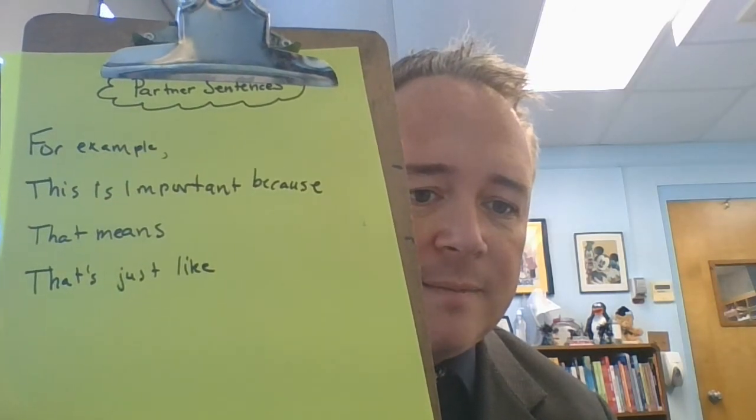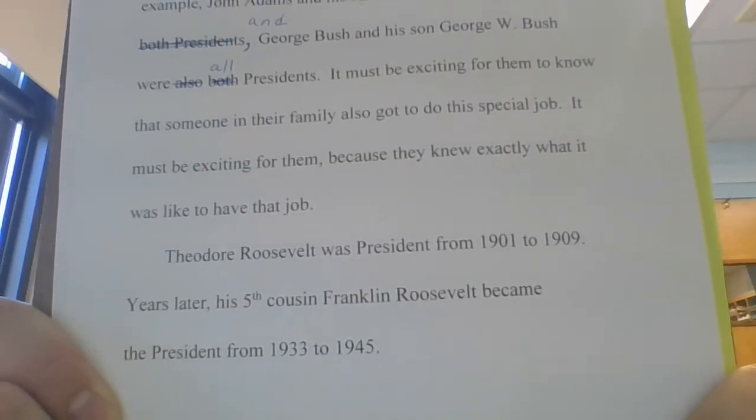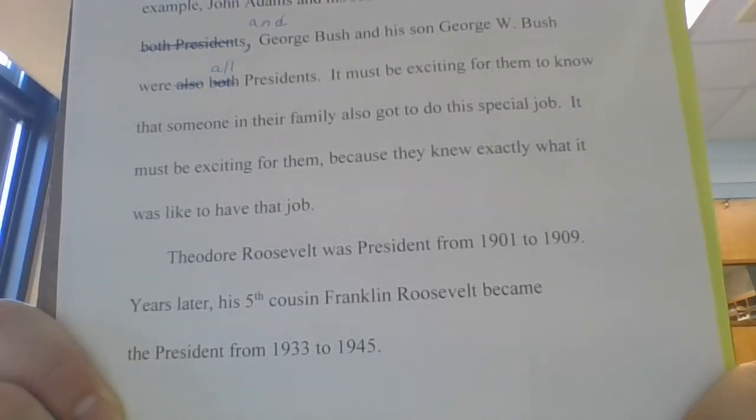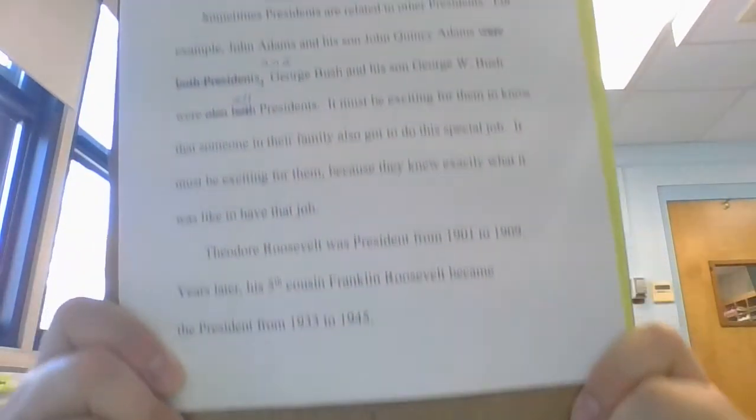That's just like... that's not like anything because there's no other cousins that were presidents. So I'm gonna say that means, let's see, I'm not gonna write it yet. I'm gonna rehearse it. I'm gonna say it out loud and see if I like it. Theodore Roosevelt was president from 1901 to 1909. Years later, his fifth cousin Franklin Roosevelt became the president from 1933 to 1945. That means Theodore Roosevelt never even knew his cousin was president because he died in 1919. Do you see what I just did? I'm going to add that. I think it sounds better. I'm going to say more by adding that sentence.